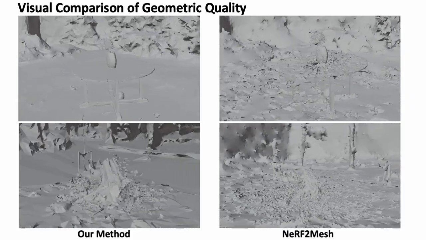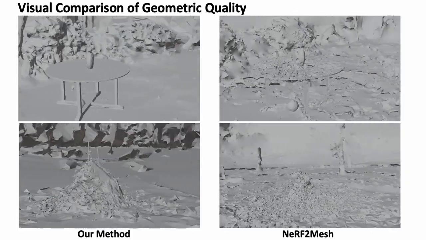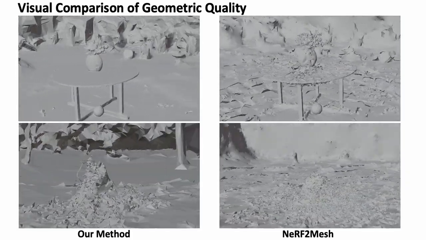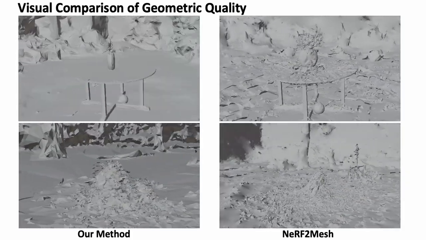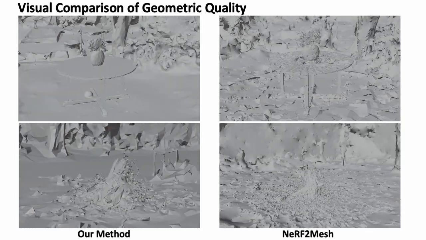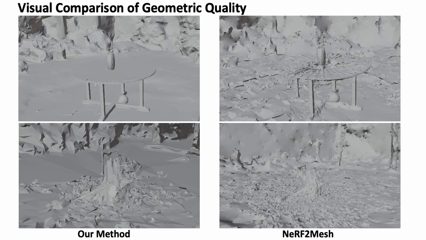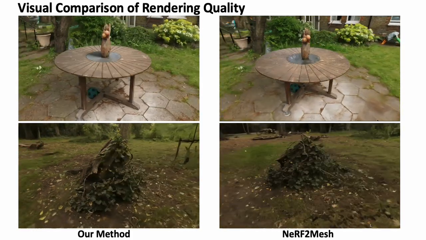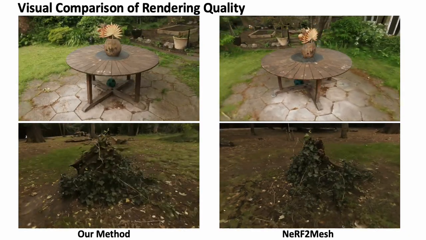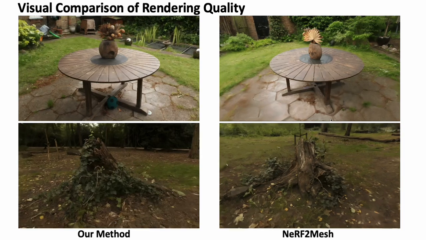When comparing to NeRFMeshing, our method shows sharp details of complex shapes like the vase and stump, and it can represent smooth surfaces without any bumpiness or noisy surface. Our method shows higher quality rendering than NeRFMeshing and also requires less disk storage.